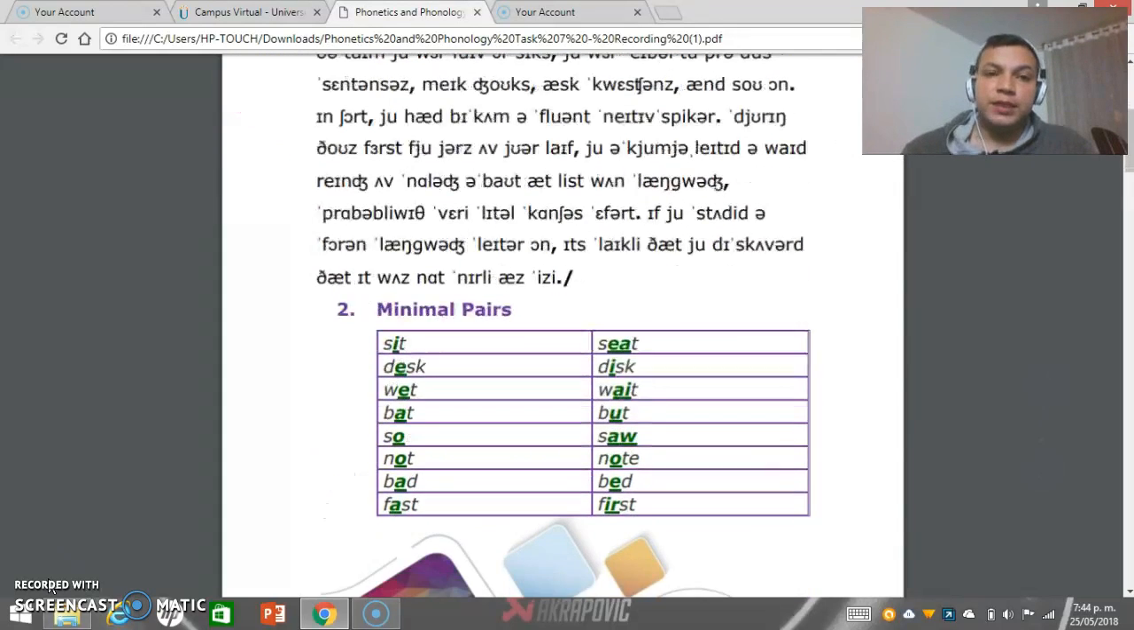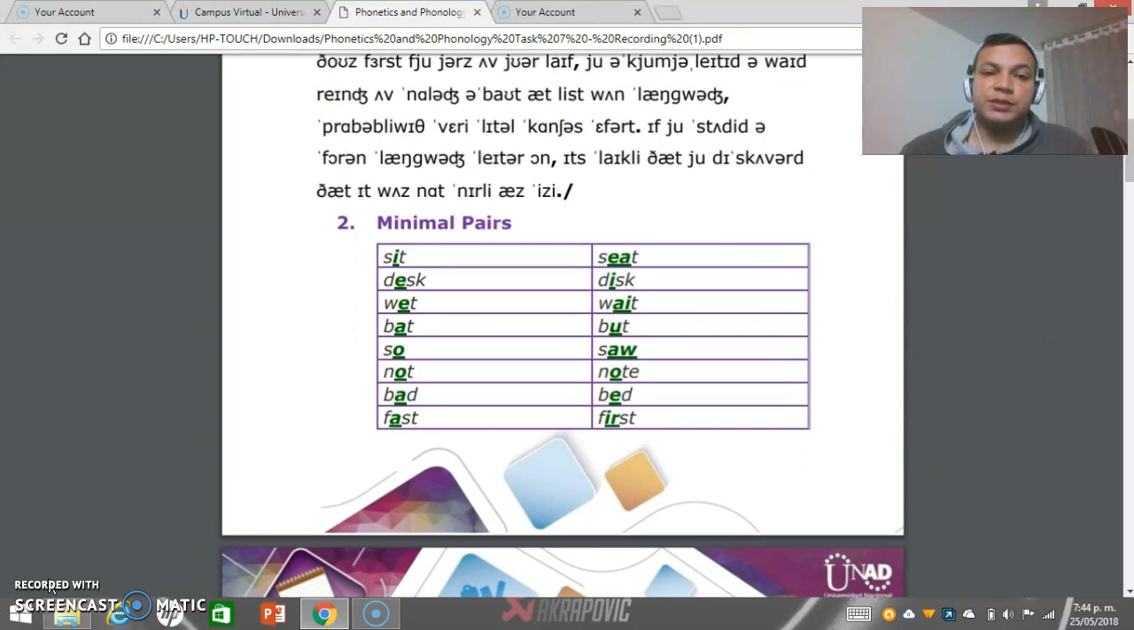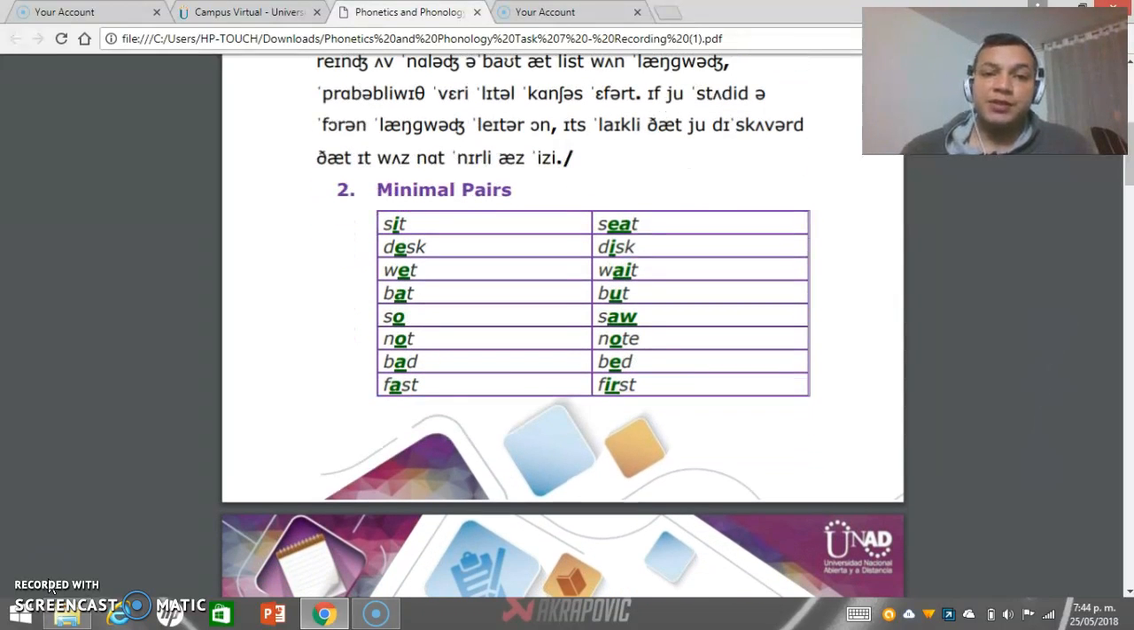Now, exercise number 2 is minimal pairs. In this part, it's necessary that the person identifies the pronunciation of the words, where words come and sound in a similar way.